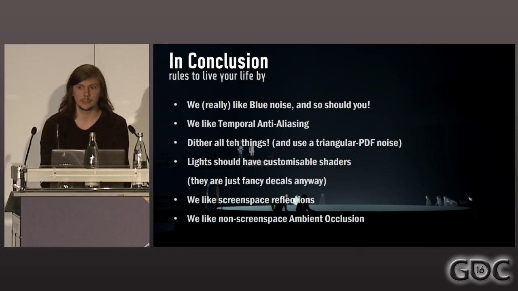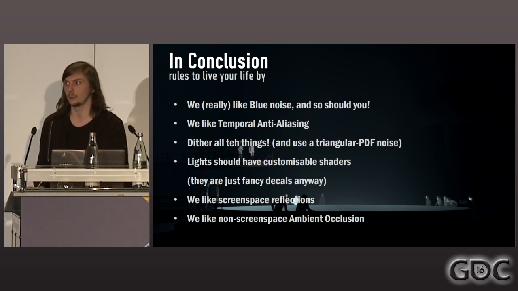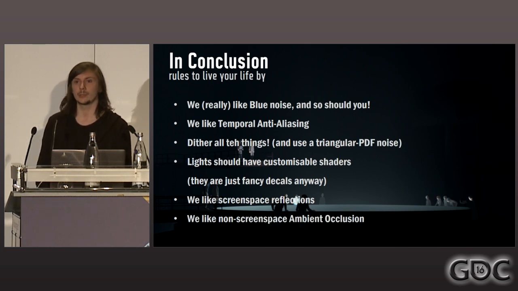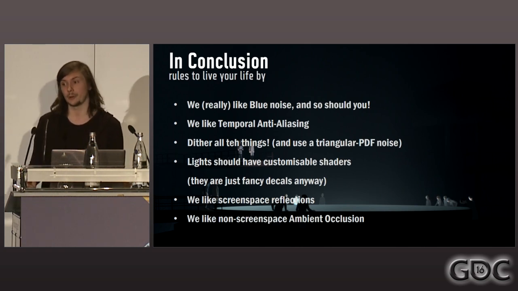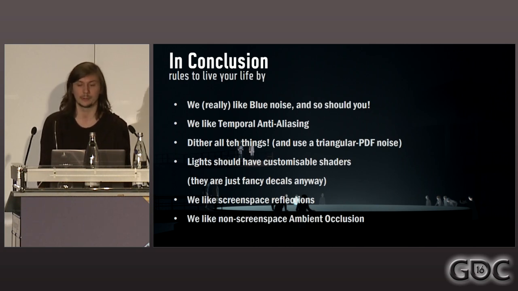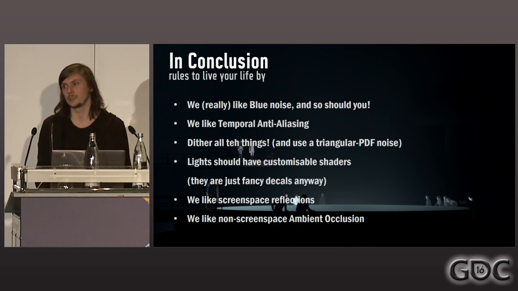So in conclusion, if it isn't apparent already for sampling, we really like blue noise, and you should like it too. We really like temporal anti-aliasing because it really lets us do all these stochastic effects that we otherwise would not be allowed to do before bedtime. You should dither all your things with a triangular distribution function, and you should expose customizable shaders to artists if you're using any sort of deferred pipeline or any pipeline whatsoever, because you get cool decals. Screen space reflections are cool and useful, and non-screen space ambient occlusion is cool and useful as well.